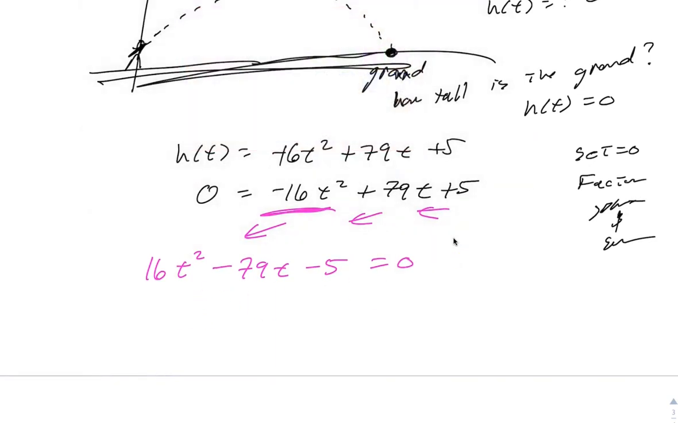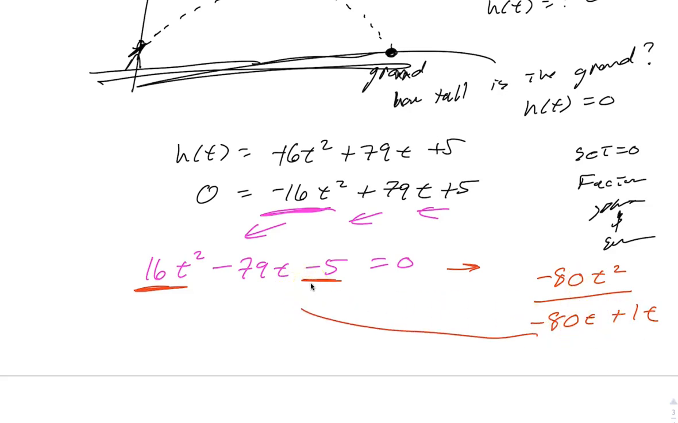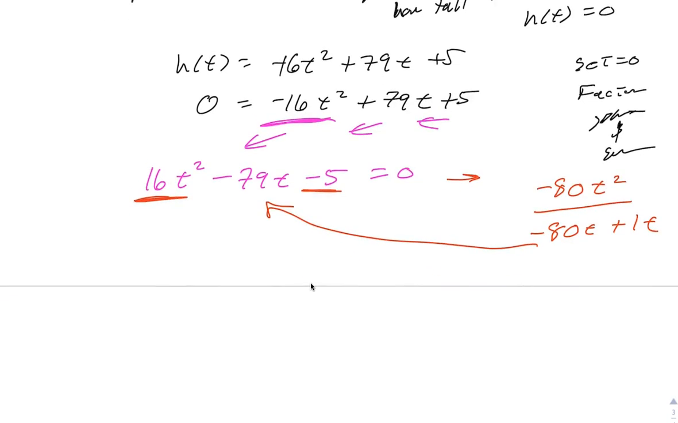Now they have nothing in common, so I can't just divide everything by the same number. So what I'm doing instead is just what we always do, multiply the two ends. Negative 5 times 16 is negative 80t squared. I've got to find two things that multiply to get negative 80, but add to get negative 79. That's not too bad. It's negative 80t plus 1t. Negative 80 times 1 is negative 80. When you add them up, you get negative 79. So let's sub that in for the middle term right there.